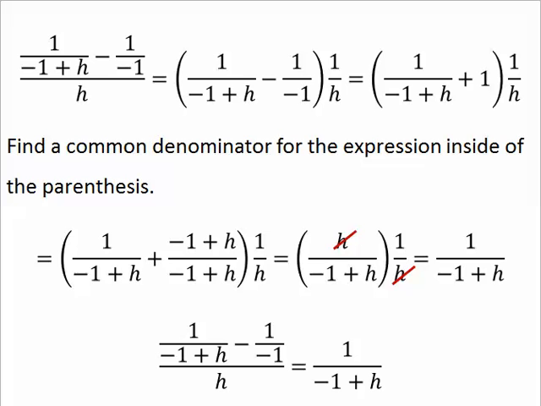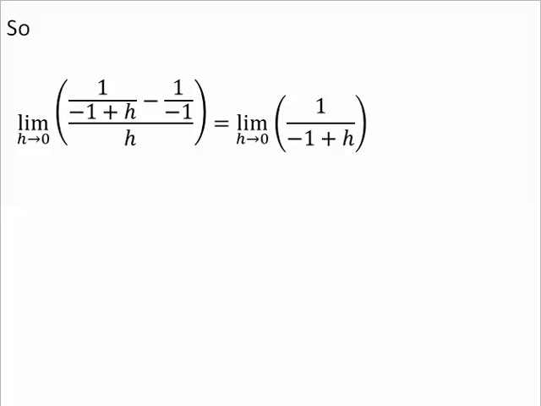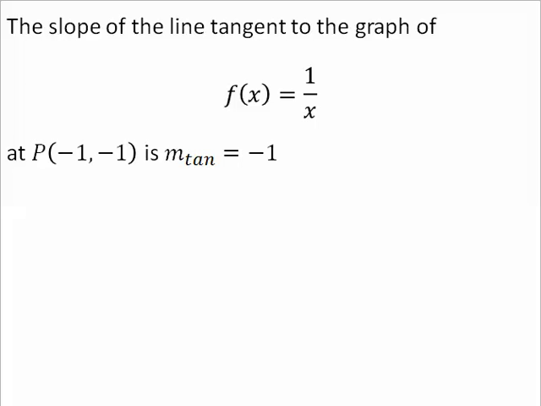Now that it's simpler, we ask, is it possible to take the limit? So let's look at the limit. Is it possible now to find the limit with a direct substitution, or do I run into trouble? Well, if h is going to 0, the denominator is just going to -1. That causes no problems at all. So we can do a direct substitution, and we get -1. So we now know that the slope of the line tangent to the graph is -1.